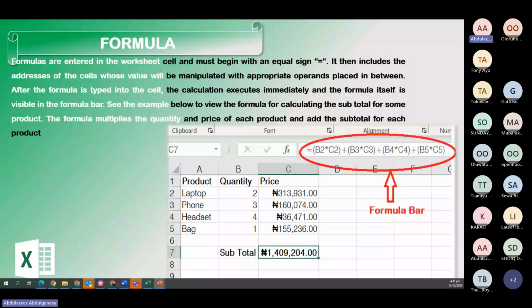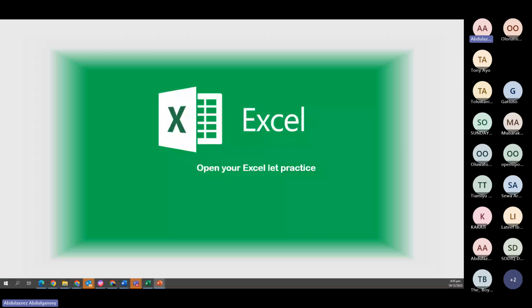I would want us to now practice all what we have been discussing. I want us to start practicing now, where we can have a full understanding of all what we have been explaining. So I would want us to open our Excel. Do we all have the workbook that was sent on the chat group? We all have the Excel that was sent to the chat group.